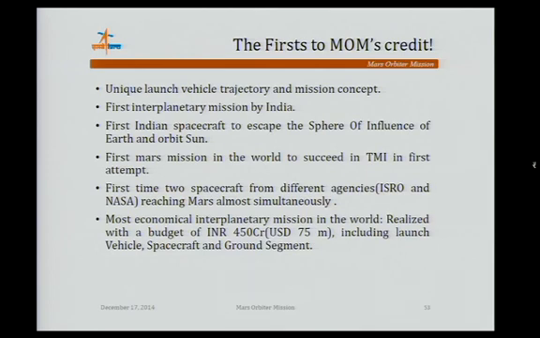And the first interplanetary mission by India, this is the first time we are going. First Indian spacecraft to escape the SOI, that is the Earth's sphere of influence, and orbit the Sun. And the first in the world to succeed in TMI in the first attempt itself. And the first time two spacecraft from different agencies, like ISRO and NASA, were reaching Mars orbit at more or less the same time, almost simultaneously.